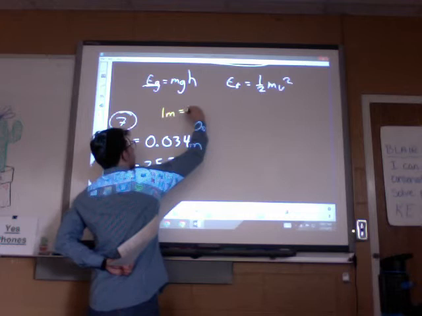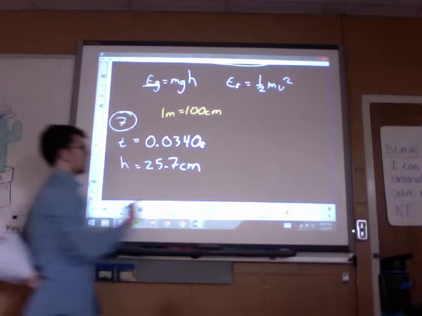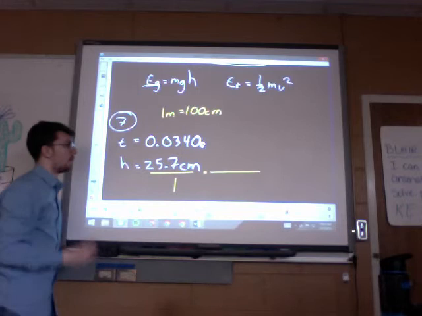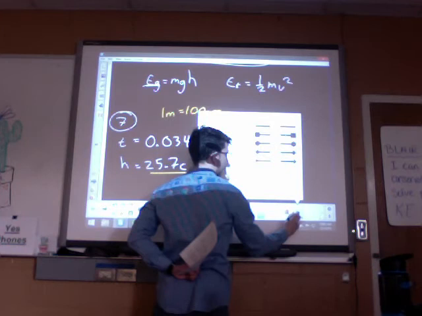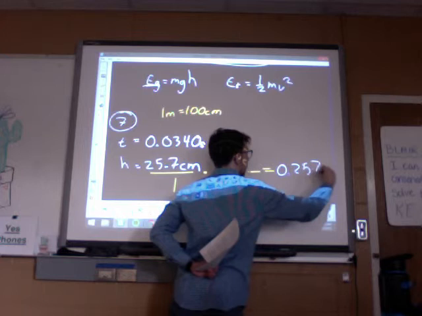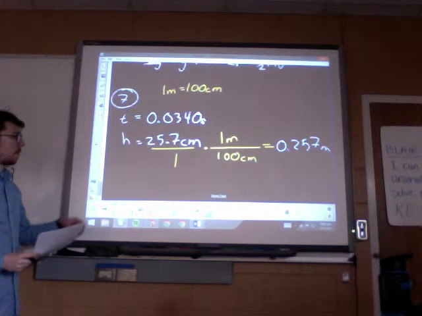So in converting it, what's going to go on the bottom? 100. And 1 meter on top? So you'll get 0.257 meters. The problem on the test will be the same. You convert that to meters.